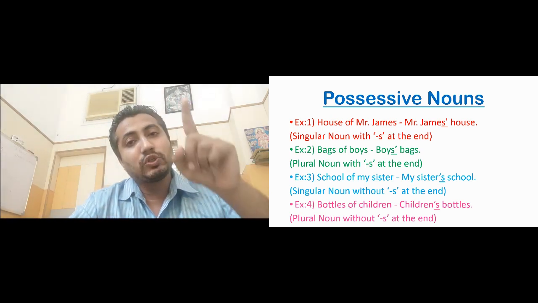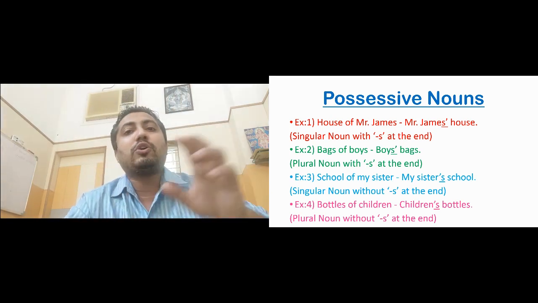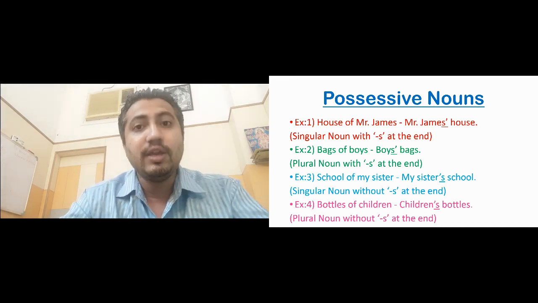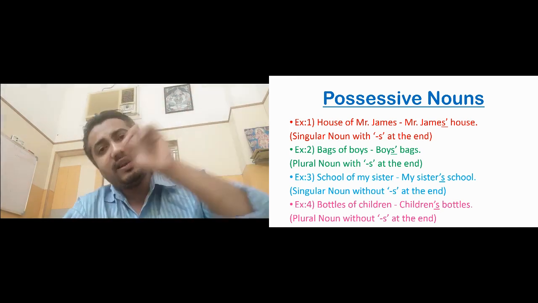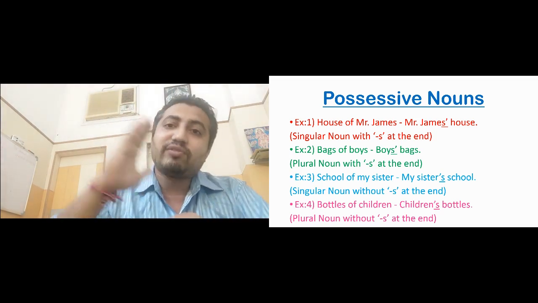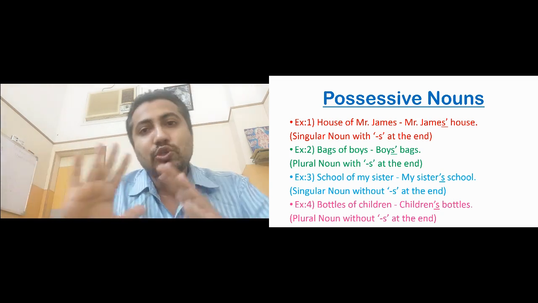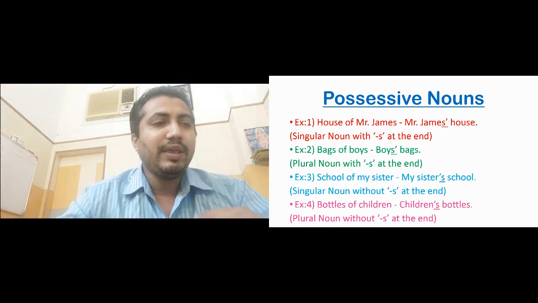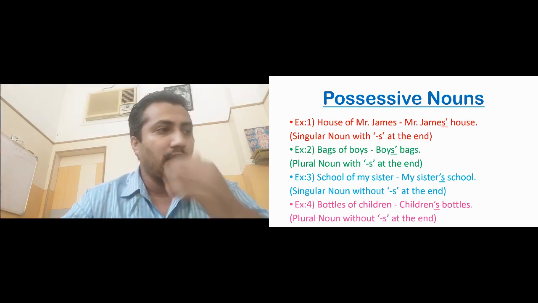Here, why did we put apostrophe and then s? Because sister does not have an s at the end. That is why we put apostrophe and then s. But in examples 1 and 2, at the end of the noun there is already an s, so we put only an apostrophe. Understood students?